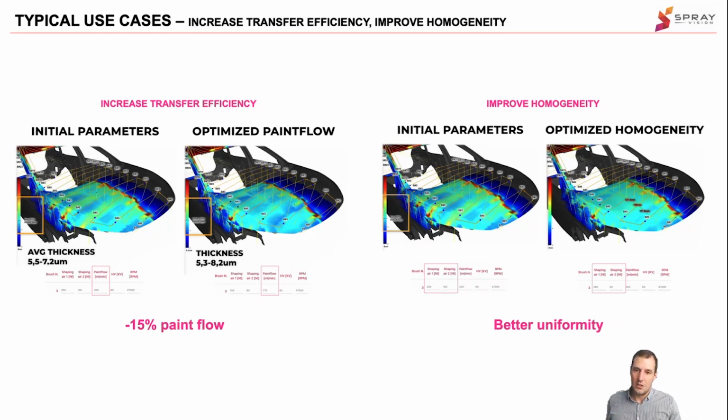Second use case, you are having the better uniformity. In this case, we didn't touch the paint flow, but of course, you can even combine these two use cases and make them in one task. Here, for the purpose of explanation, it was needed to isolate them a little and make them separated.